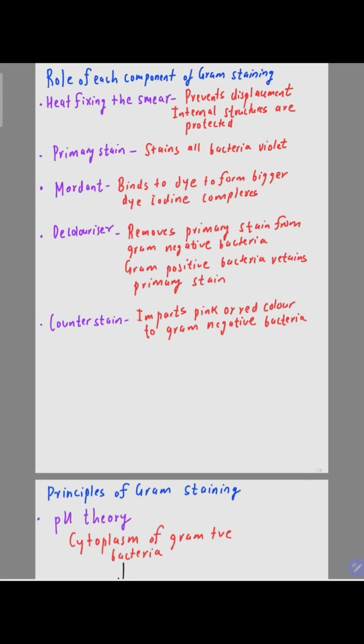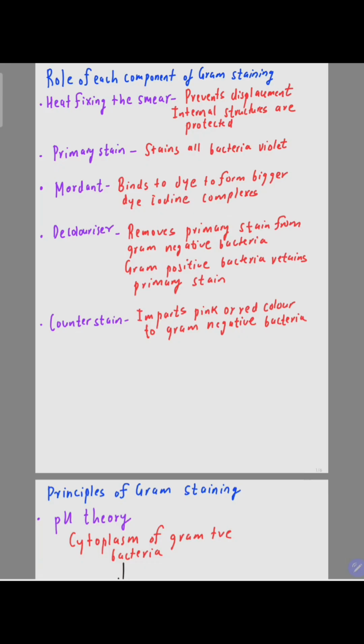Next will be the primary stain, which in most cases is crystal violet, but methyl violet or gentian violet can also be used. The main function of this primary stain is that it stains all the bacteria in the field violet. Irrespective of whether it's gram positive or gram negative bacteria, all the bacteria will be seen as violet.